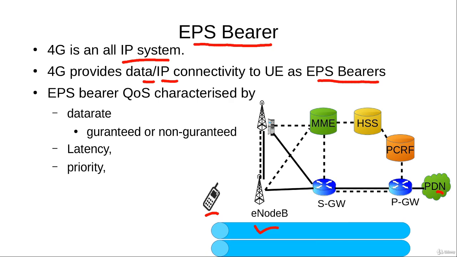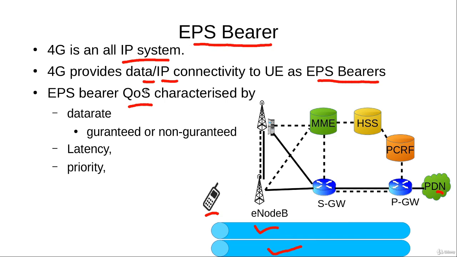Similarly, at the same time, if this user equipment is in a voice call with the 4G network, it would require another EPS bearer for that. So the EPS bearer is an IP tunnel, and this tunnel is characterized by its quality of service requirements. For example, the quality of service requirements of a bearer used for browsing the internet would be different from a bearer used to make a voice call.